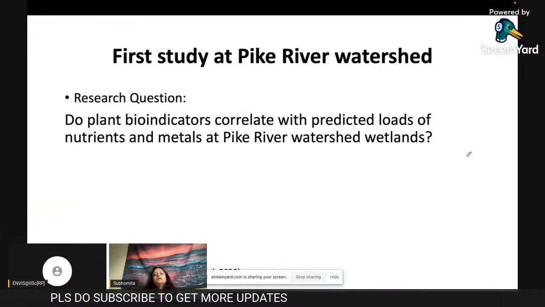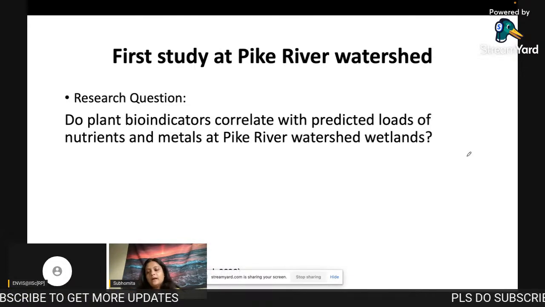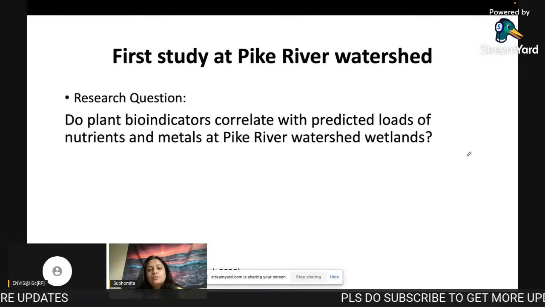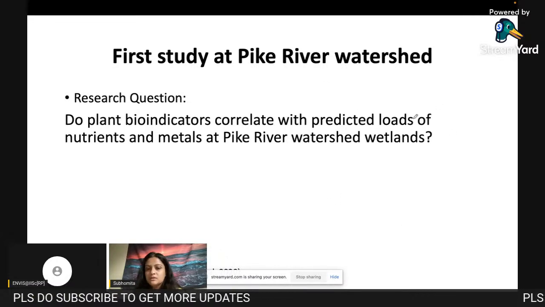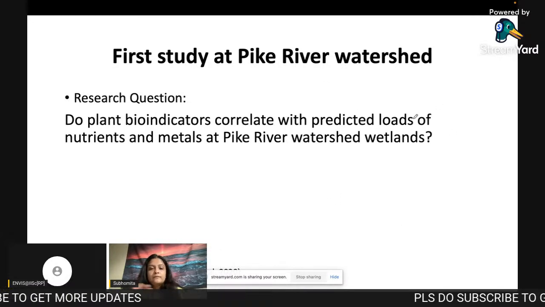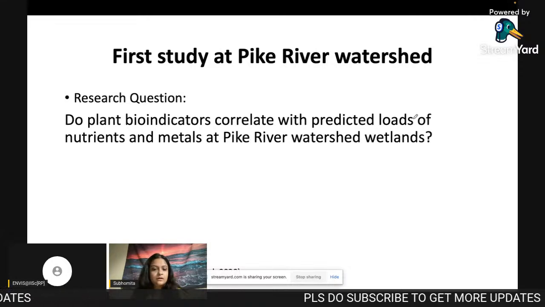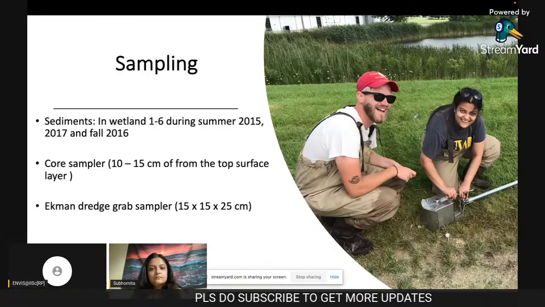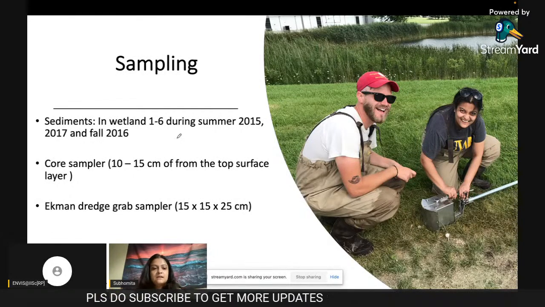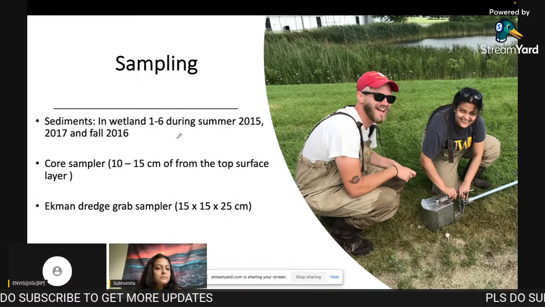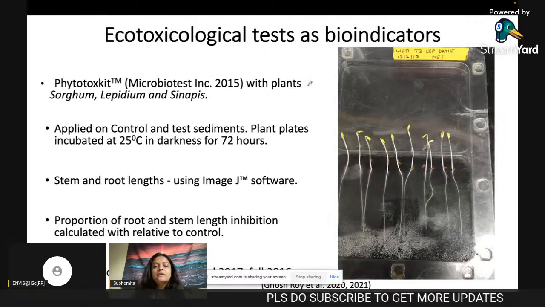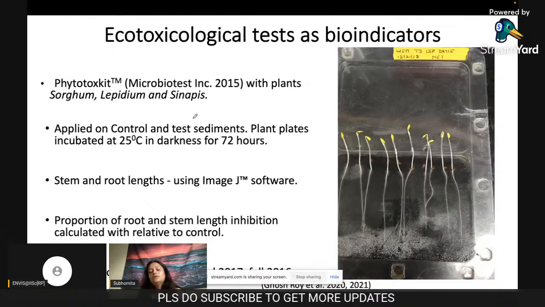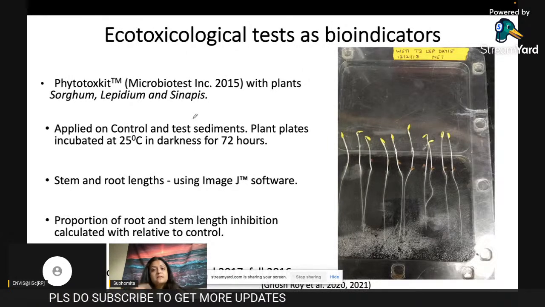So in my first study, the first question that I addressed was: do the plant bioindicators, and I will come to what these plant indicators are in a second, correlate with these predicted loads of nutrients and metals in this particular wetland watershed? So I sampled across different seasons across these wetlands. I mainly used a core sampler and an Ekman grab, so I had to get the sediments out of these ponds. And this is the ecotoxicological test that I used, with plants as the bioindicator.